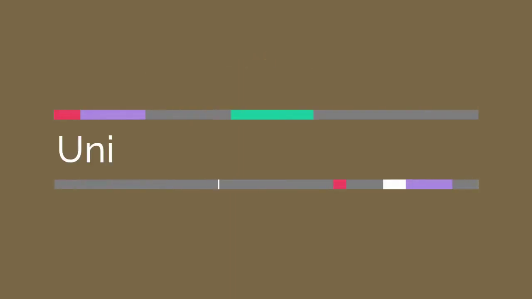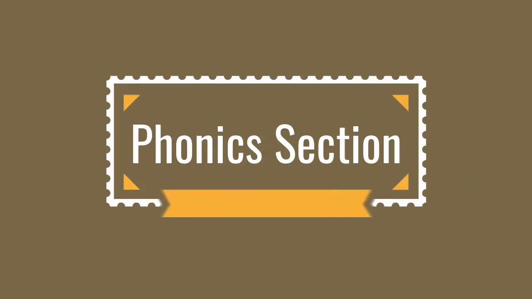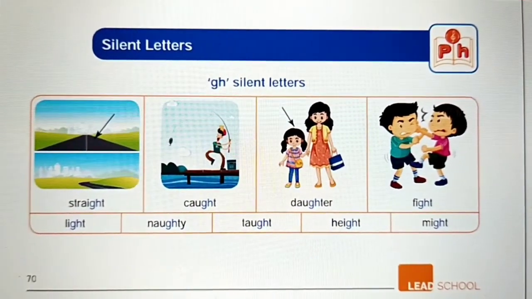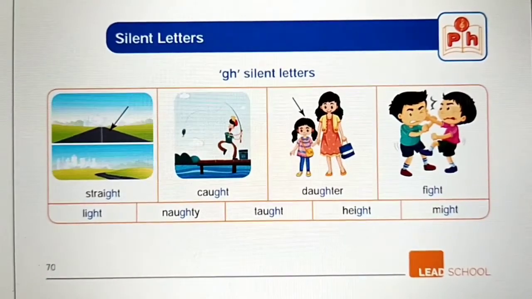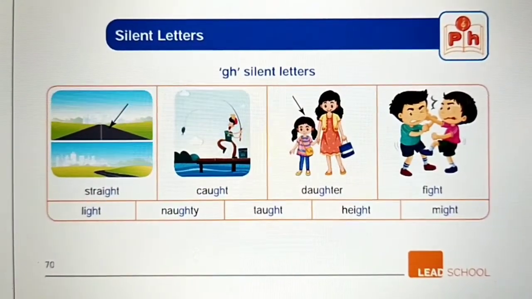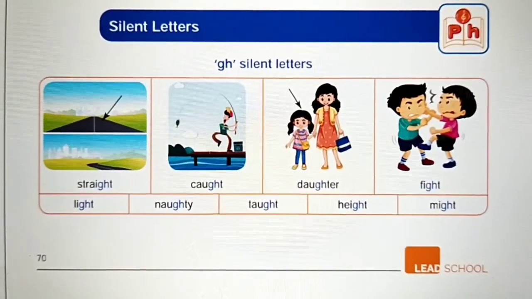We are discussing Unit 3, Day 10 to Day 13. Let's see the phonics section. Let us learn the silent letters G, H. Whenever the letter G and H come together, both of them are silent. Let us see the example.